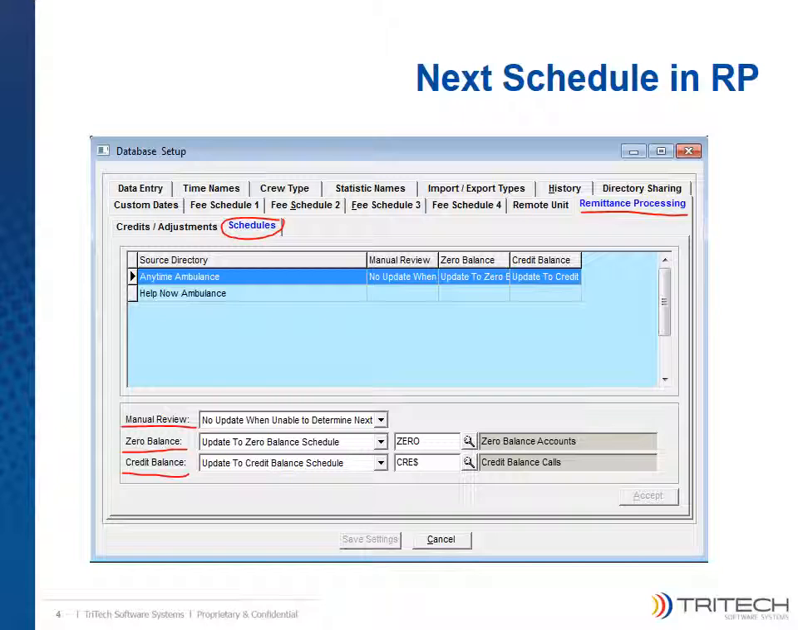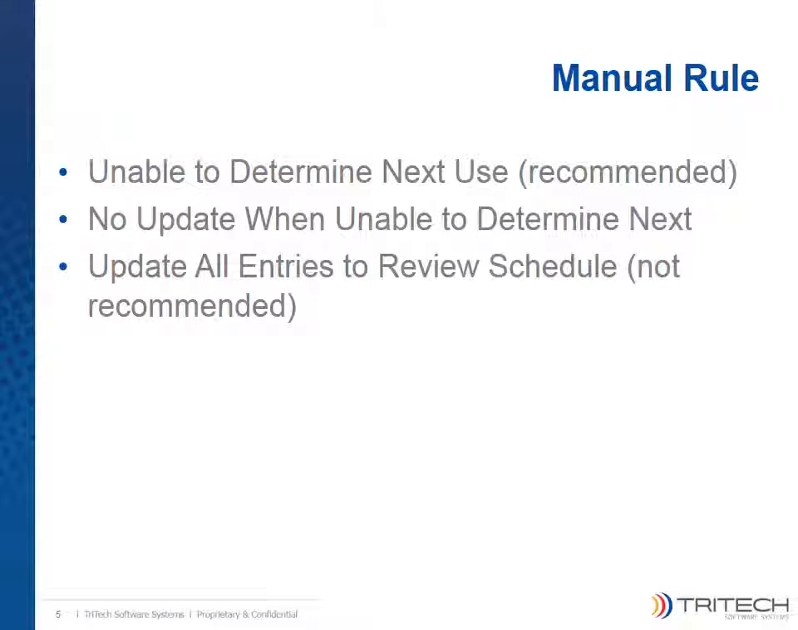The Schedule Configuration sub-tab allows the administrator to configure the rules for handling the two exceptions for zero balance calls and credit balance calls, plus a third exception that can occur as a result of the automation of the next payer determination. To start configuring the rules for a source directory, select the source directory to be configured. The first rule to be configured is the manual review rule. The manual review rule is used to control specific circumstances when the system should move the call to a schedule other than the next payer's appropriate next schedule.